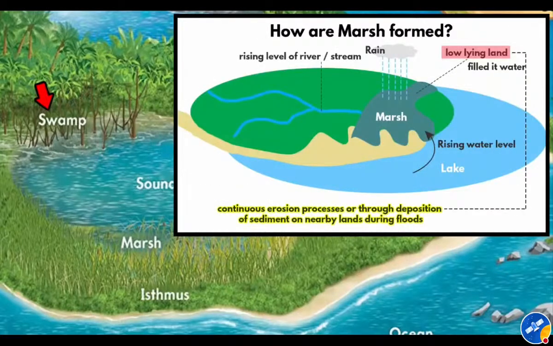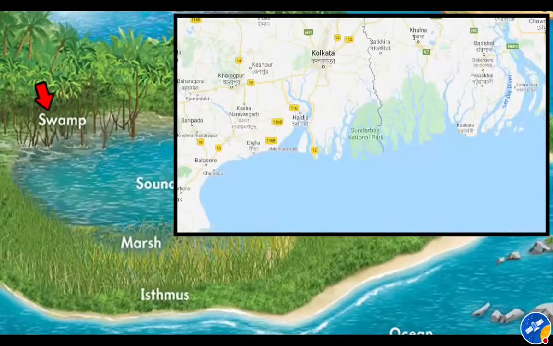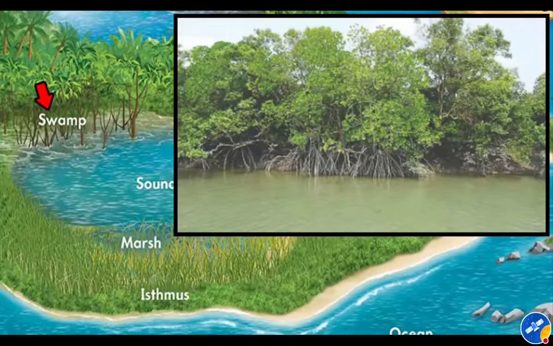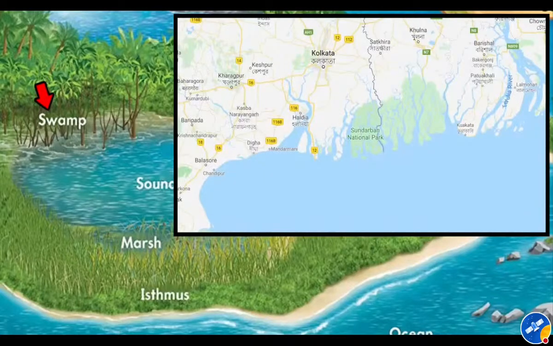Otherwise, both of them are low-lying land which gets filled with water during rainy season or from rising water levels of a river, lake or stream. In India, we know that Sundarban is a mangrove area. The moment you think about mangrove, you will find woody trees and plants. That means the Sundarban wetland is a swamp and not a marsh. Plus, it is next to the Bay of Bengal, that means it is a saltwater swamp.